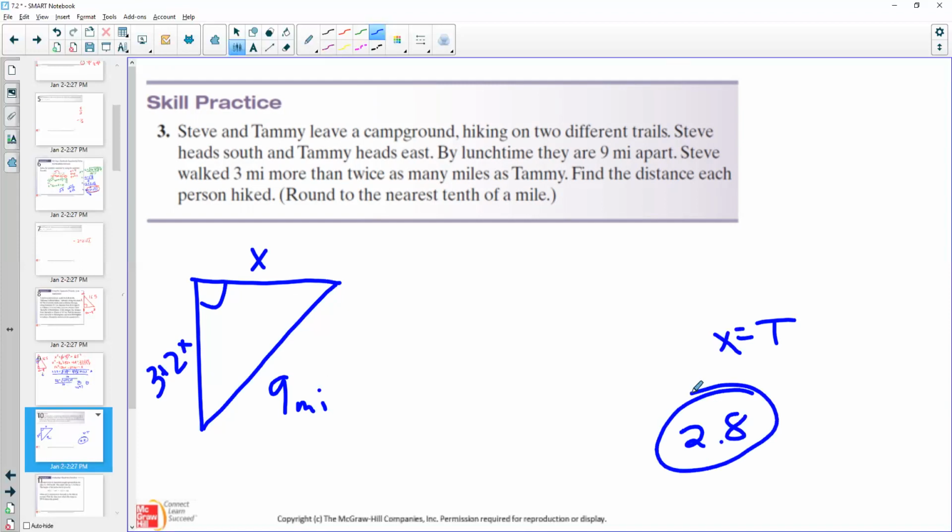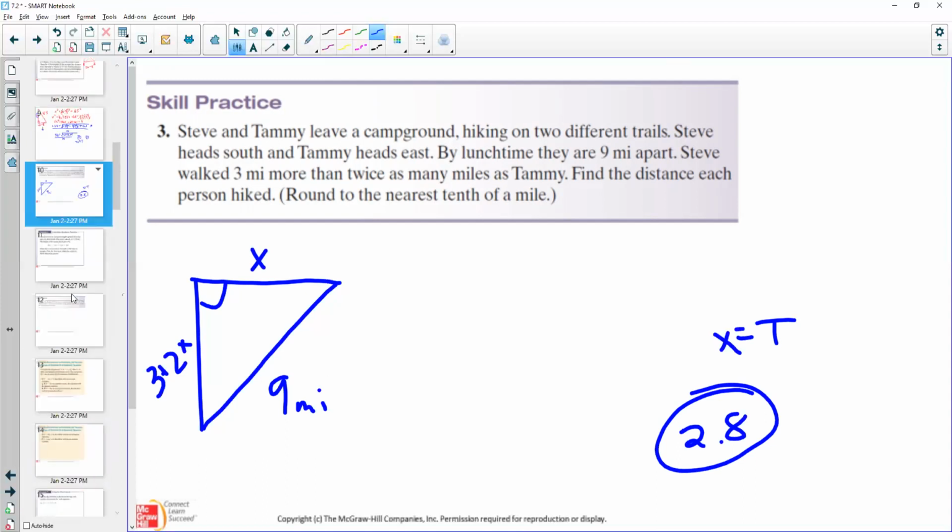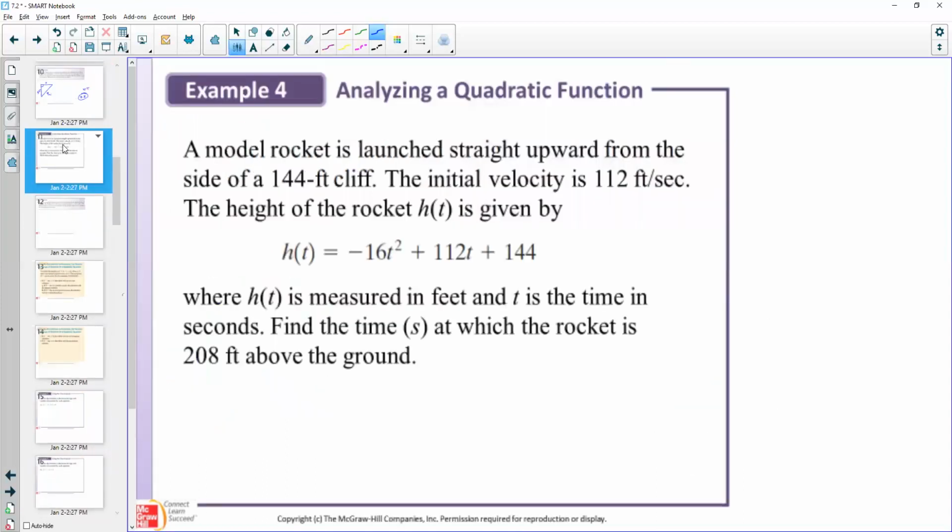If you get stuck, you know what to do here, right? You have options. All right. Let's try another one. Let me look at my notes.